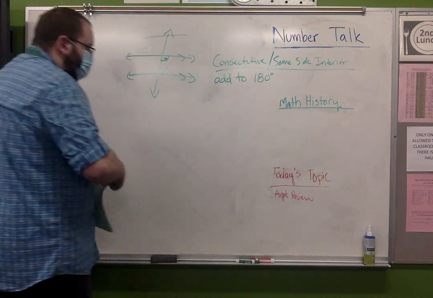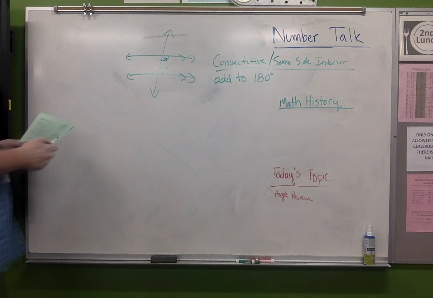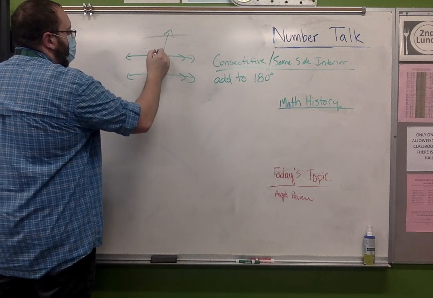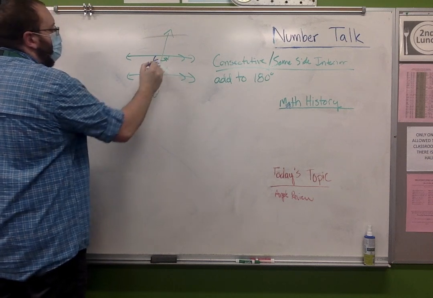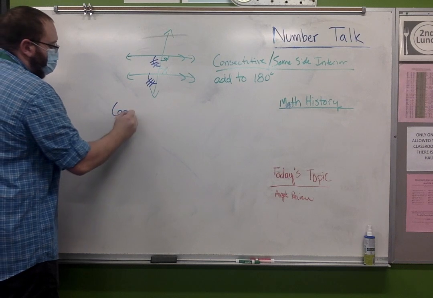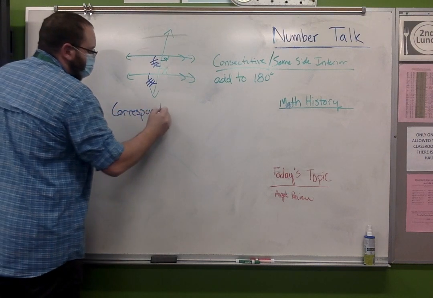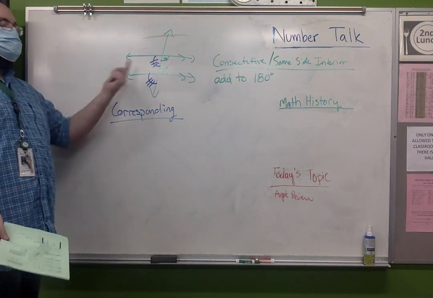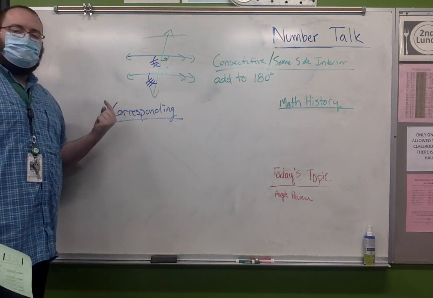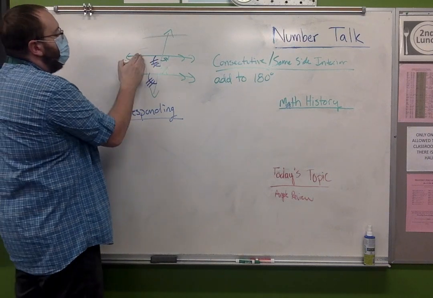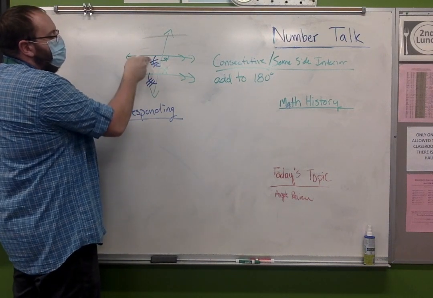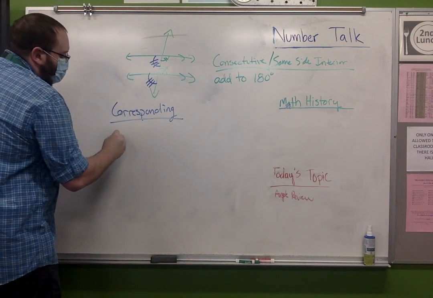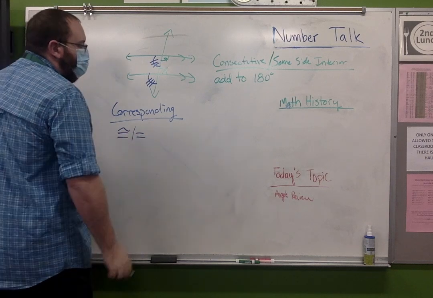And then we have corresponding angles. So we'll say this one and this one. Corresponding angles are on the same side of the transversal, but alternating inside-outside of the parallels. So notice that these are on the same side of the transversal, but one's inside the parallels, one's outside. Okay, corresponding angles are congruent and have equal angle measure.